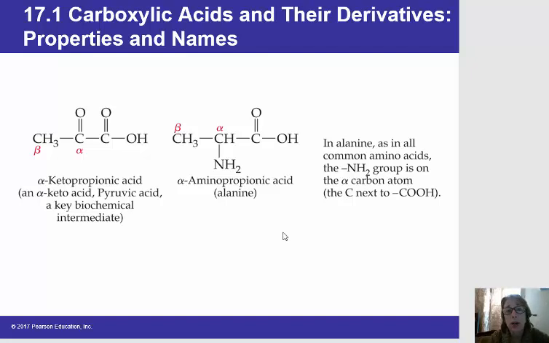Next to it is another carboxylic acid that has 3 carbons, so propionic acid, and in this case an amino group is bonded to the alpha carbon. So this is known as alpha amino propionic acid.